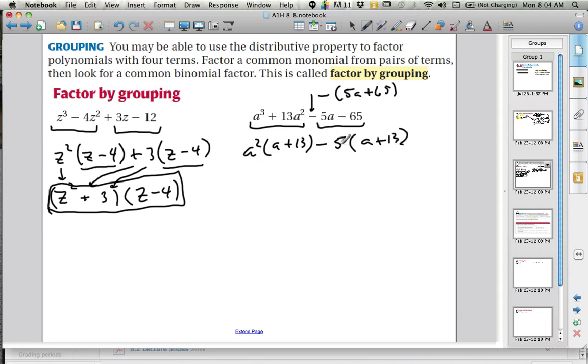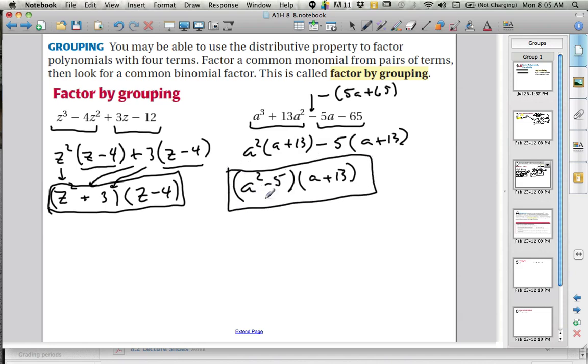Equally, you could have just thought of it that you factored a negative 5 out of negative 5a and negative 65, and you get the same thing. Okay, either way you want to look at it. And this then becomes a squared minus 5 times a plus 13. Okay, and that is fully factored.